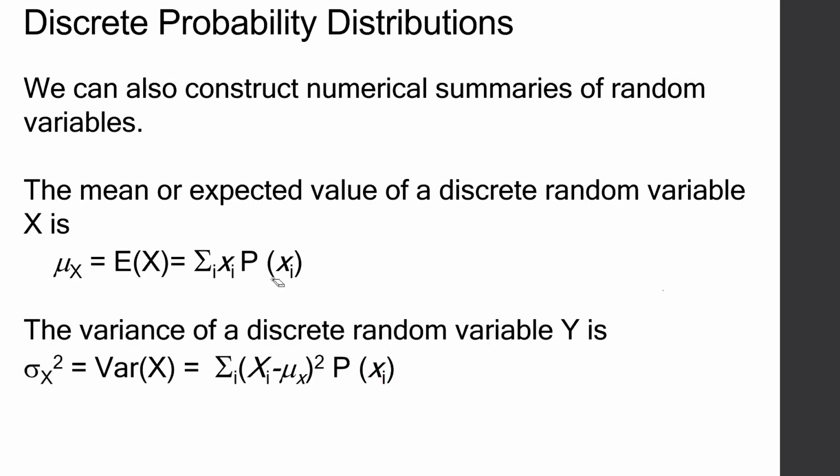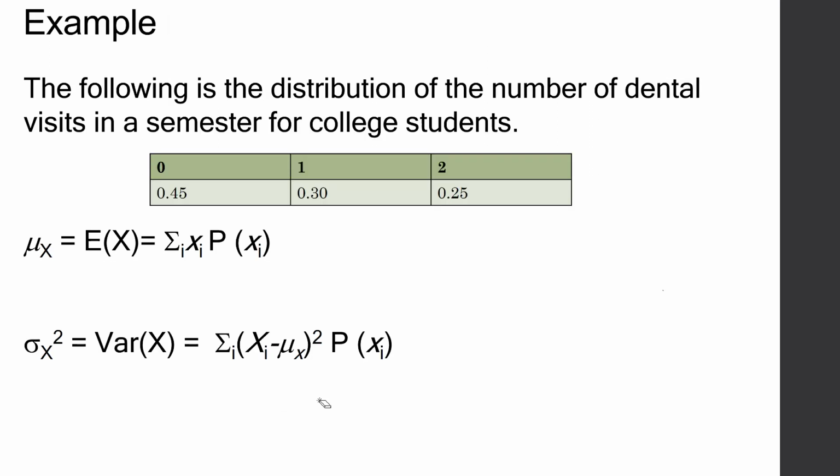The population variance for a discrete random variable is very similar to the sample standard deviation or sample variance formula, and that is the sum of each individual x minus the mean squared weighted by the probability of seeing that deviation. So those are your formulas for discrete distributions.